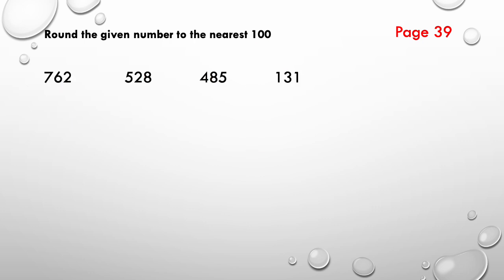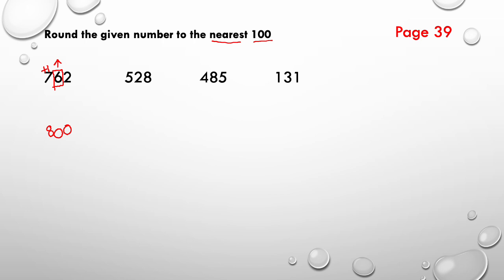Now we'll see how you can round a number to the nearest 100. When you round a number to the nearest 100, the last 2 digits in the answer would be 0. Now we look at the 10th place digit. When we are rounding to the nearest 100, we need to look at the 10th place digit. That is 6 here. So 6 will round up. You know that 5, 6, 7, 8, 9 will round up. When you round up, you need to do plus 1 here. So 7 plus 1 is 8. So the answer is 800. 762 will round up to 800.